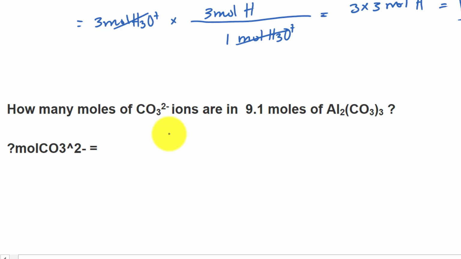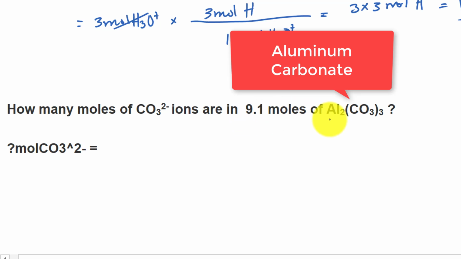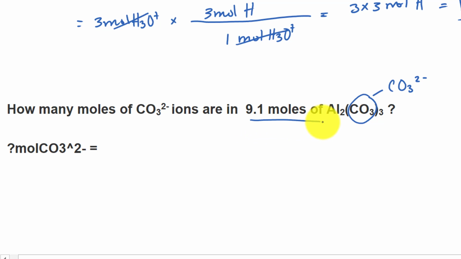Let's try another problem. How many moles of CO3 2- ions are in 9.1 moles of aluminum carbonate, or Al2(CO3)3? Well, what is CO3? CO3 2- coming from here. So this is CO3 2-, okay? Now, if you notice again, the chemical of the given is in this right here. So this must be our A, and this must be our B, okay?